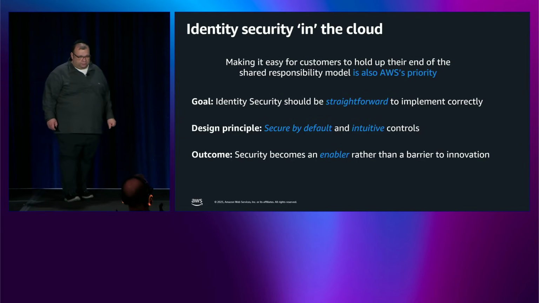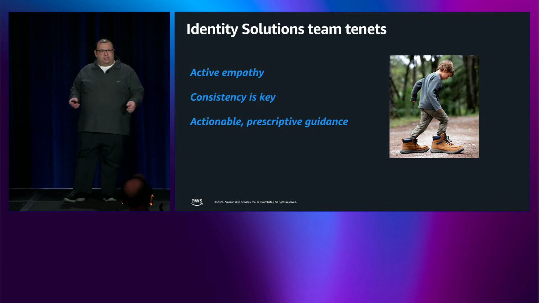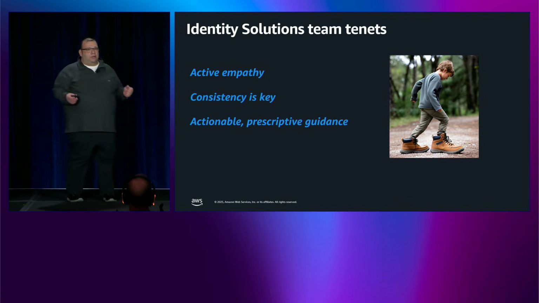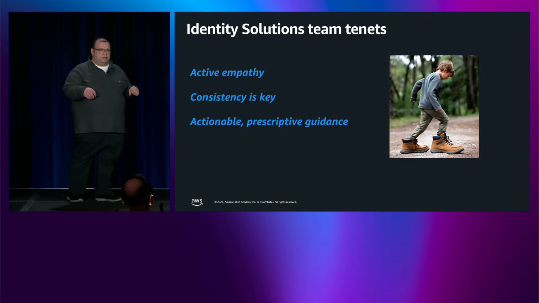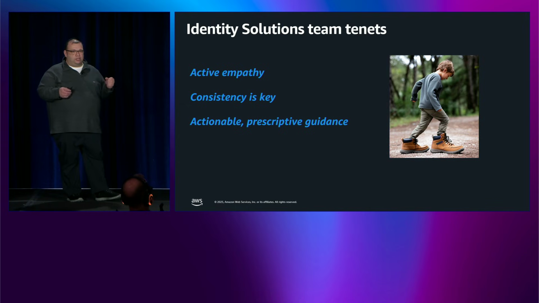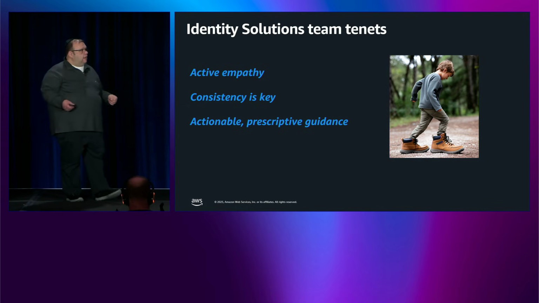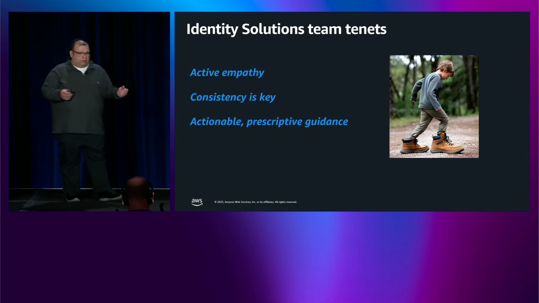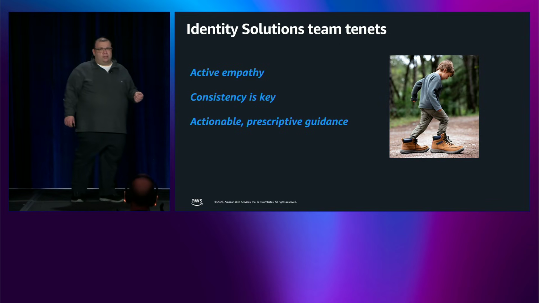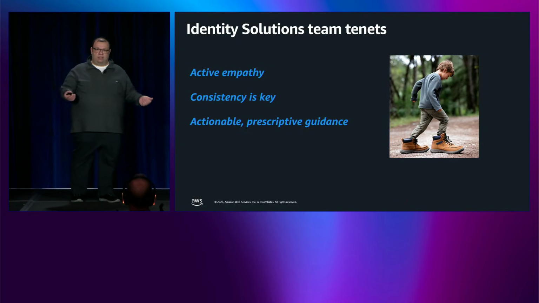So besides the identity security team, which is a set of security engineers focused on the security of the platform, we also have solution architects and other folks within the identity service that are focused on making sure that we achieve that goal. And we have an additional set of tenets for that. From that perspective, our tenets are much more customer-centric. Active empathy: in AWS, we always pride ourselves that we deliver features based on customer input.